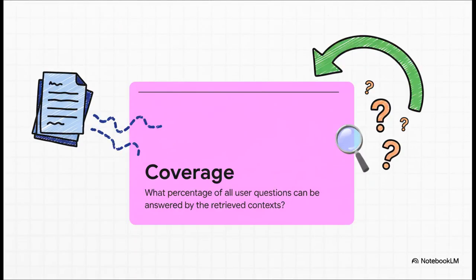And finally, let's zoom all the way out to coverage. This metric is about the overall power of your knowledge base. Of all the questions your users are asking, what percentage could be answered by the stuff you're retrieving? This helps you find gaps in your own source documents.